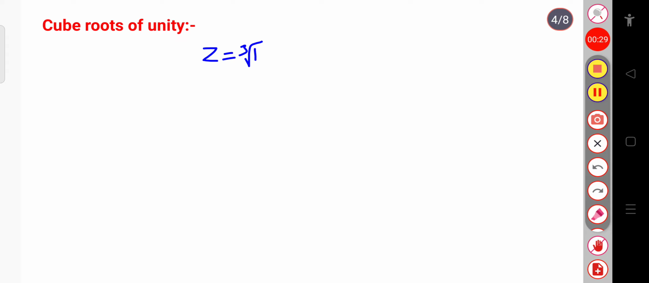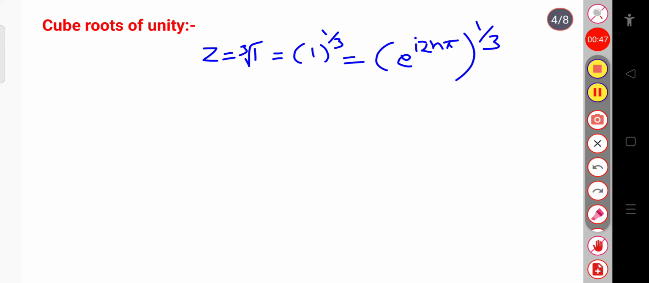So this cube root of 1 I can write as 1 power 1 by 3, or in place of 1 I can write exponential iota 2n pi, whole power 1 by 3. So z equals exponential iota 2n pi power 1 by 3, or simply z equals exponential iota 2n pi by 3. Now here n has the values 0, 1 and 2.